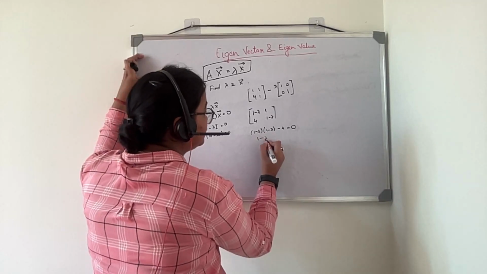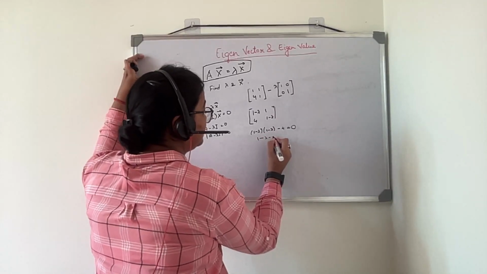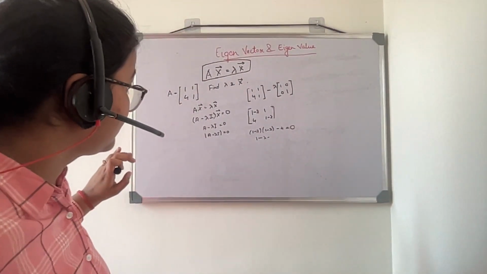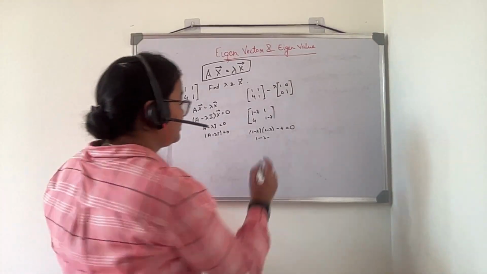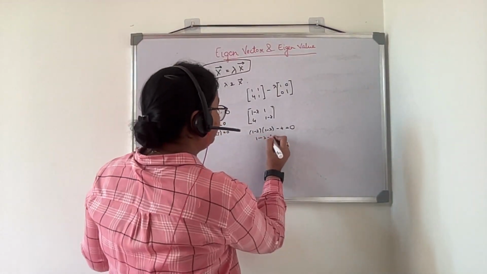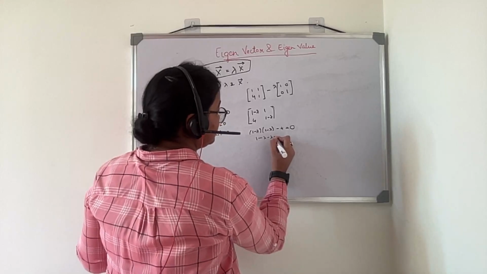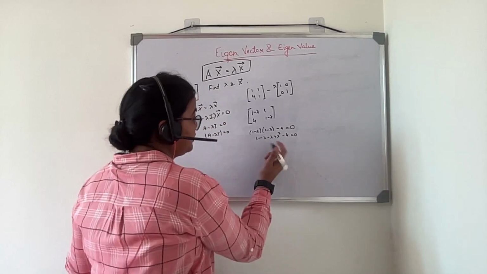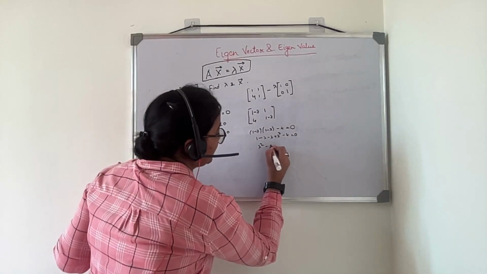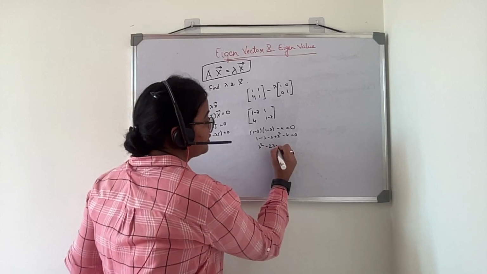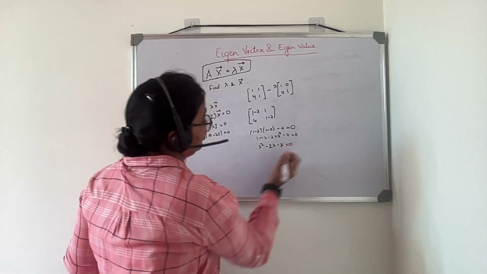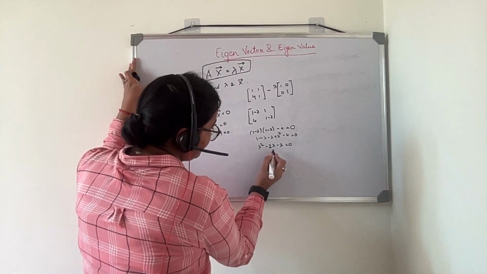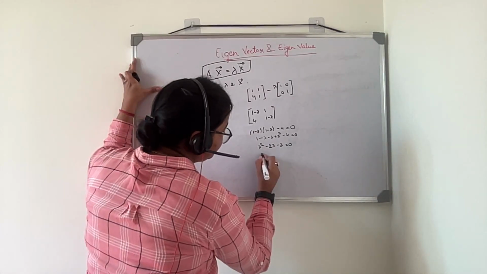(1 minus lambda)(1 minus lambda), which is 1 minus lambda minus lambda plus lambda square, minus 4 equal to 0. So if we solve this, lambda square minus 2 lambda minus 3 equal to 0. This is a quadratic equation that we got here. So if we solve this, what will we get?